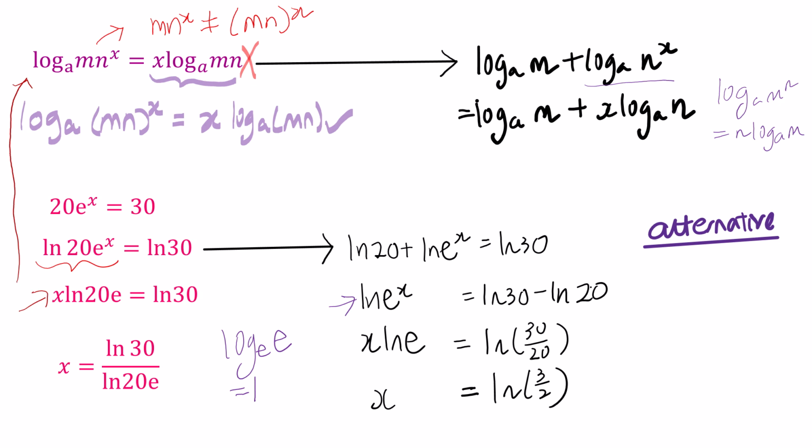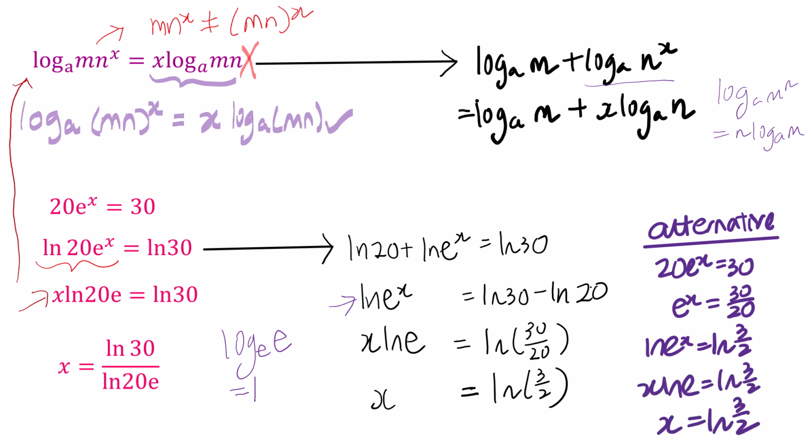An alternative way would be to just make e to the power of x the subject, and then bring ln to both sides. So that will save you a lot of trouble. So the first two slides are important because they address some misconceptions made by some students.